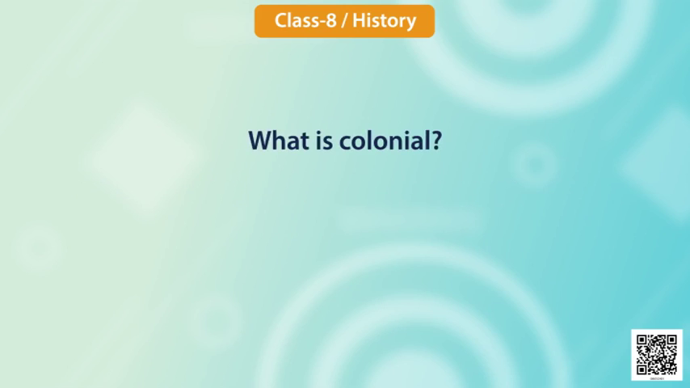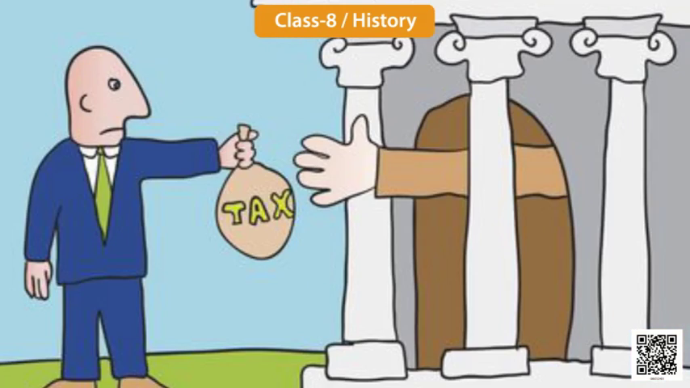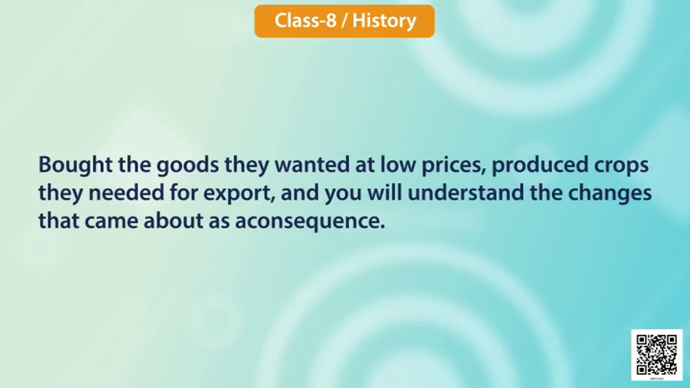Now let's take up the colonial. You'll see how Britishers established control over the economy and the society, collected revenue to meet all their expenses, bought the goods they wanted at lower prices, produced crops they needed for export, and you will understand the changes that came about as a consequence.